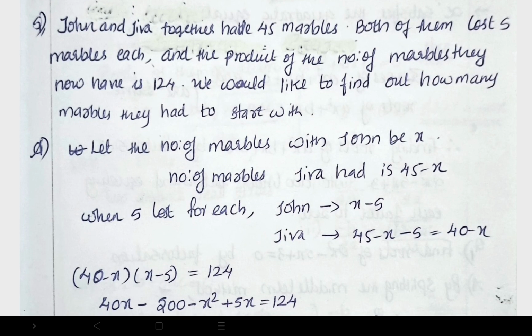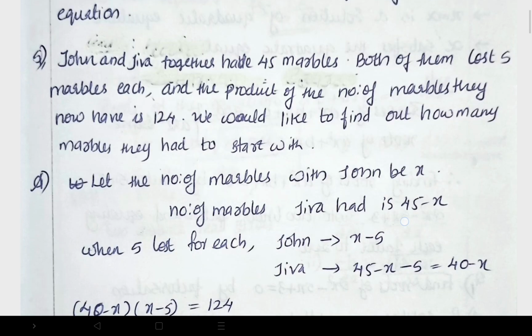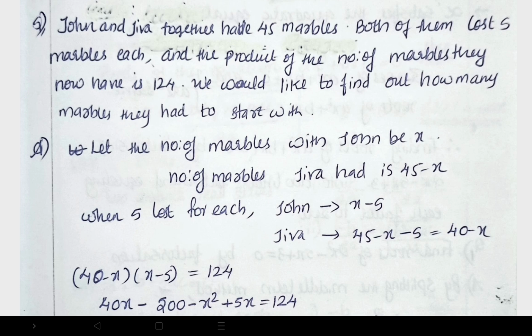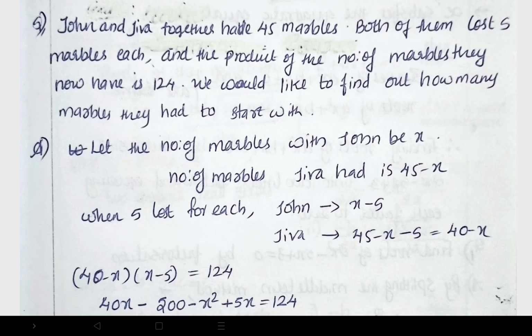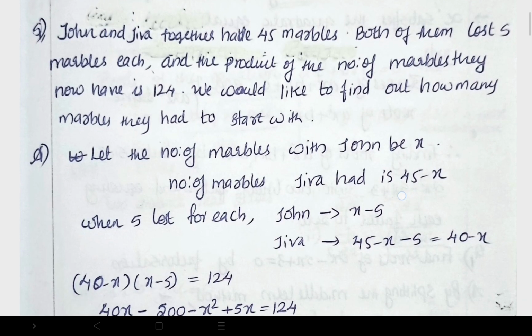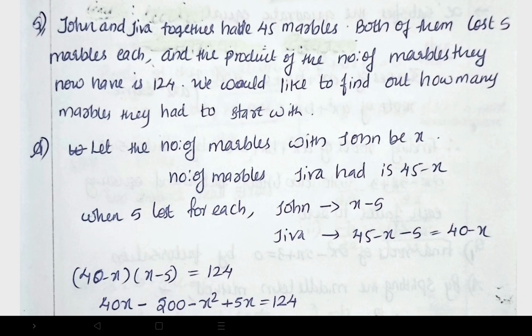Let the number of marbles with John be x and the number of marbles with Jiva be 45 minus x, because the total is 45. So x and 45 minus x will be the marble numbers of John and Jiva respectively. Since we deal with algebraic content along with the quadratic equation, we have to take a variable, which is x here. When 5 marbles were lost, John's x will become x minus 5. Jiva's 45 minus x will become 45 minus x minus 5, that is 40 minus x.